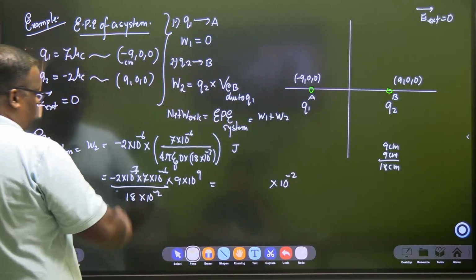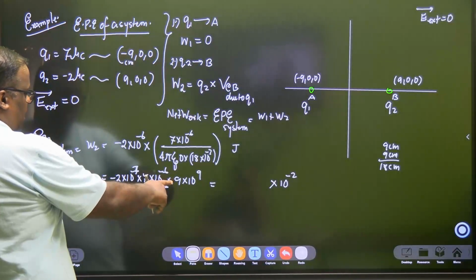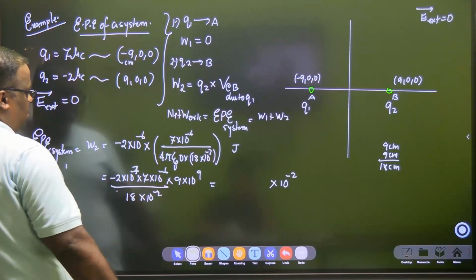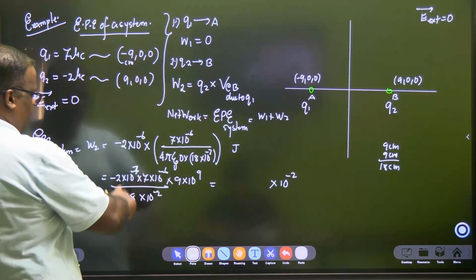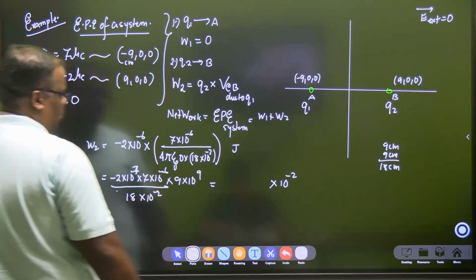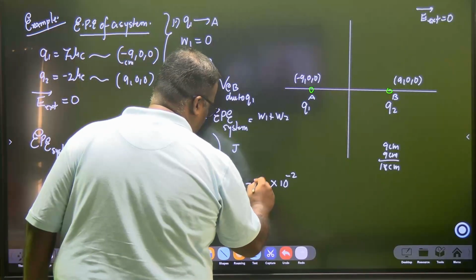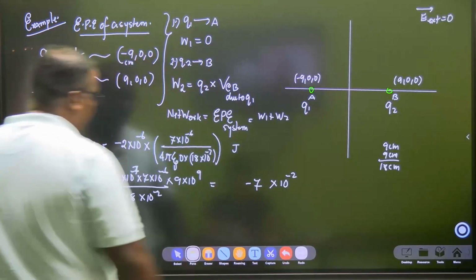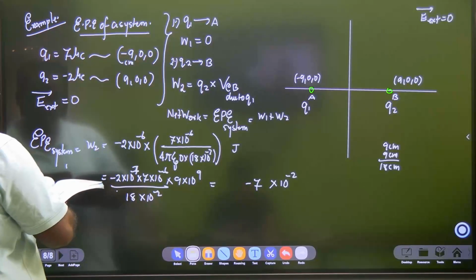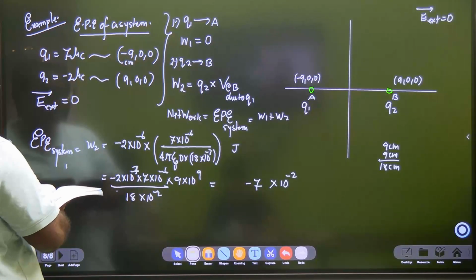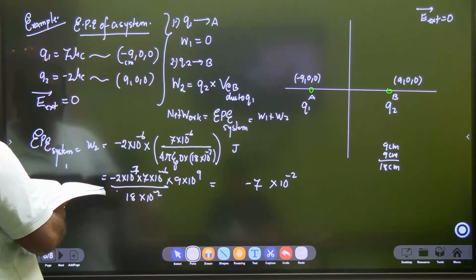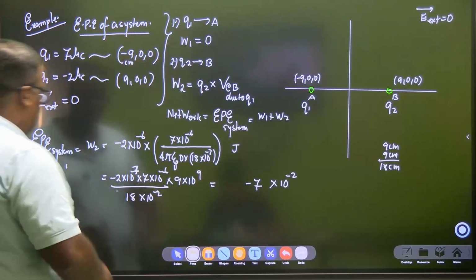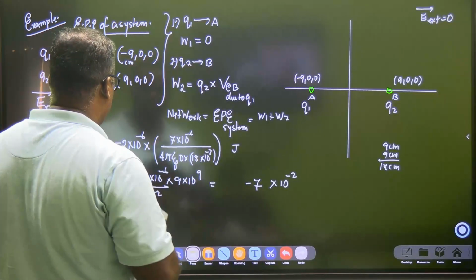Right? So it's 2. 2 9s are 18. 18 and 18 cancel each out and give you minus 1. Minus 1 into 7 is minus 7. Check beta. Negative 7 into 10 to the power minus 2, but they are getting only 0.7, so there is some calculation error.